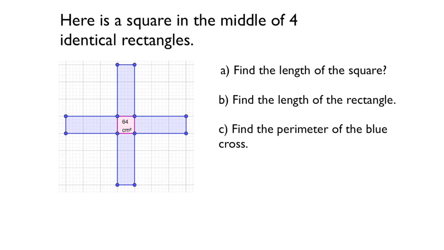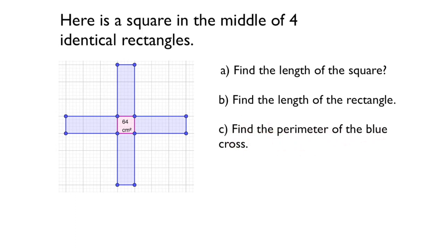Okay, this next video is all about area and perimeter. And we are going to explore this particular shape in front of us. It is a square surrounded by 4 identical rectangles. And the 3 questions we will look at today are, first one, find the length of the square in the middle. The second one is find the length of the blue rectangle. And thirdly, we need to find the perimeter of the whole blue cross.